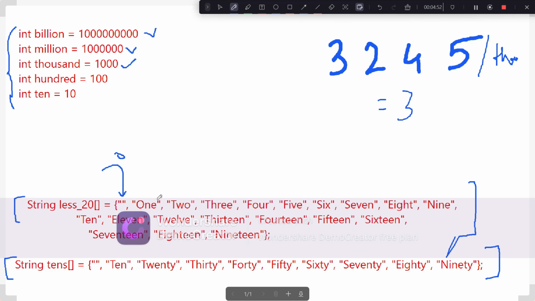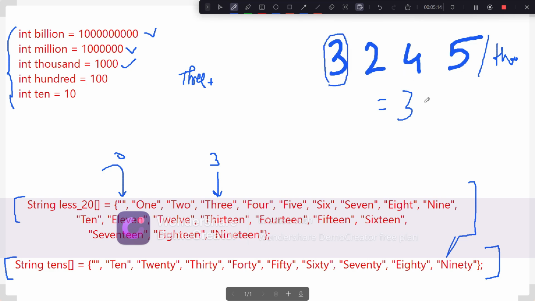So here 0, 1, 2, 3. 3 is this index, right? So if we call string less at 3 location, this will give me 3. So what I can do, I can get this string 3 for the first time. Now we are done with this, so we are left with 2, 4, 5.